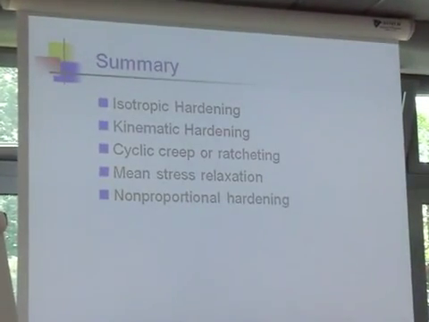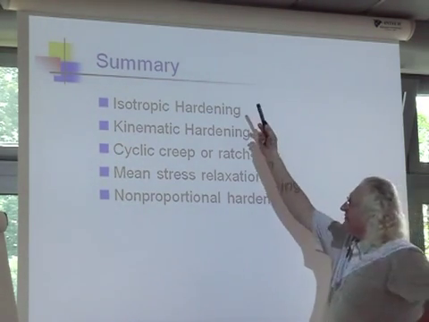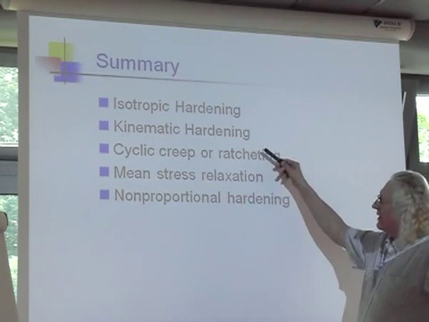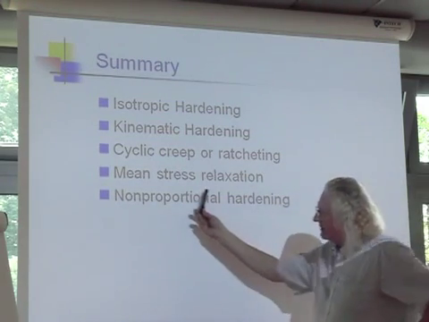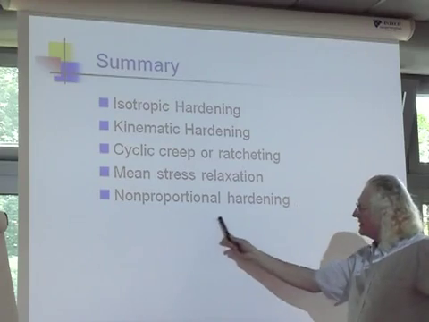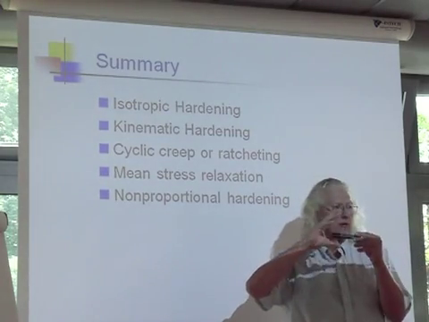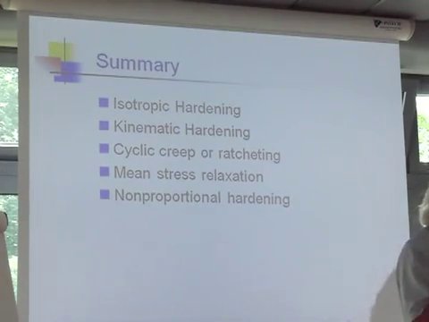All right. Okay, so just a summary now on the behavior of materials for stress-strain response, the kinds of things that can happen when you have plastic deformation. And so I talked about the isotropic hardening and kinematic hardening. You can get cyclic creep or ratcheting, mean stress relaxation. And the thing I have not talked about is there's a special kind of hardening that happens which is only found in some non-proportional loading histories. And I will talk about that later when I talk about non-proportional.